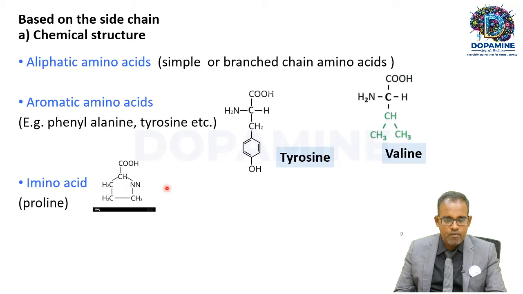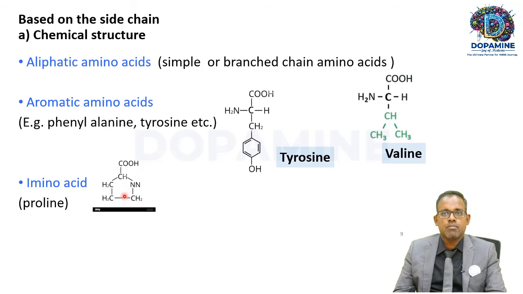If you remember correctly, I said almost all amino acids are alpha amino acids because the amino group and the carboxyl group are attached to the same carbon. Here, see, there is an alpha carbon attached to the OH group, and this alpha carbon is attached to an NH group, which is part of a ring structure. Here the amino group is not separate like what you see in the others. This is called an imino acid.